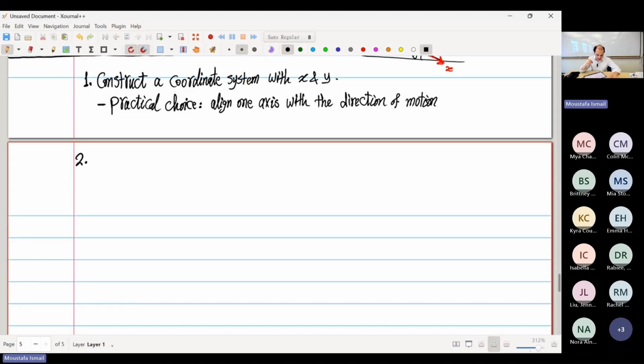The next step is to represent the object as a point at the origin. If it was a box, then put it as a point. If it was a car, again, a point. Anything complicated, we just represent it abstractly by a point.